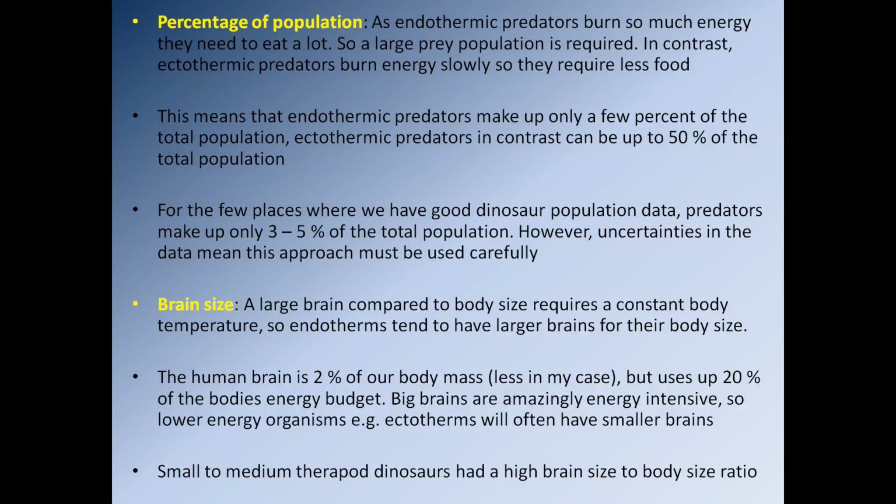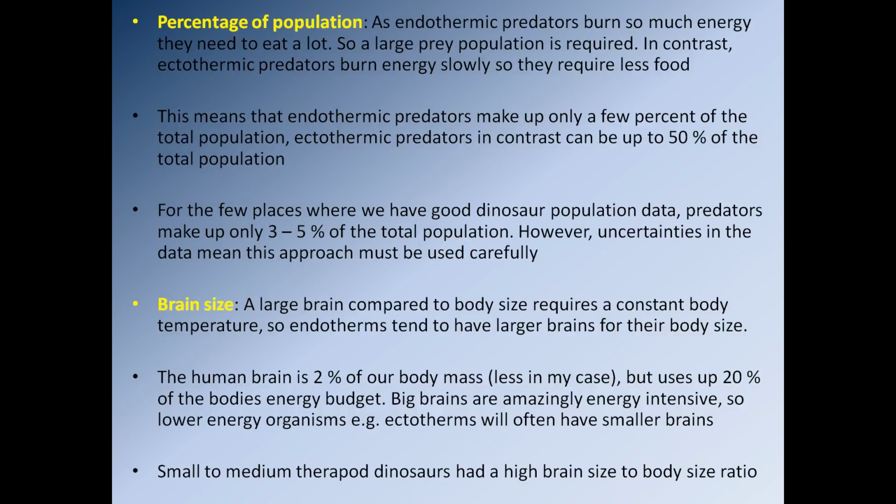However, once again, there are uncertainties about this data, because obviously we only have this kind of population data from a few places, so it's very limited in its scope. And also, we can't be certain that the population data we have is actually representative. It could be that we think it's representative, but in reality it's not representative at all. So yes, the data suggests that based on the percentage of the population that the predators make up, they could have been warm-blooded. However, once again, we have to use this data very carefully.